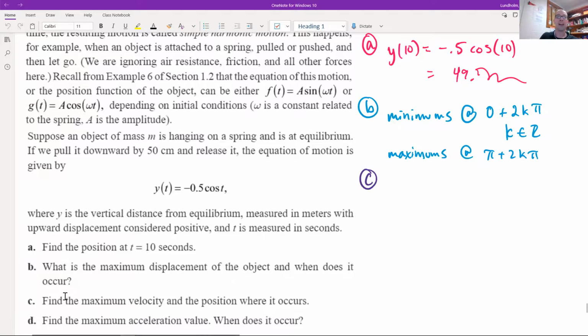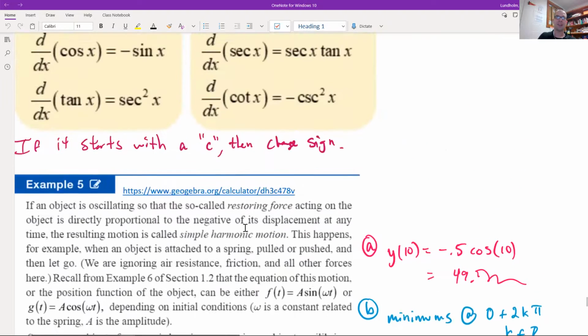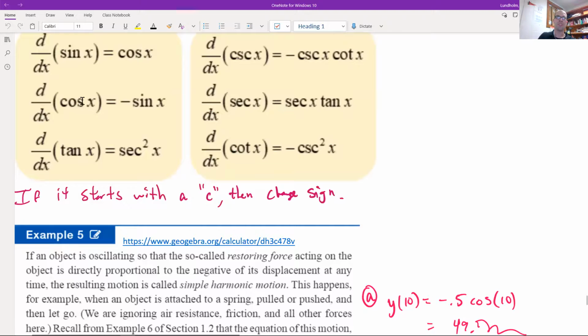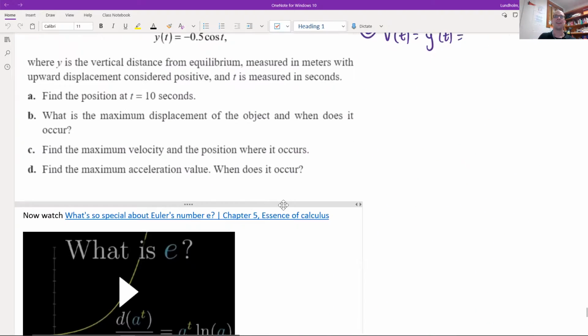So find the maximum velocity and position where it occurs. If we wanted to find, maybe we call this v of t, but we know that this is y prime of t because we're taking a derivative. We can use our new knowledge of trig functions to look at the cosine, take the derivative of the cosine, we get negative sine.